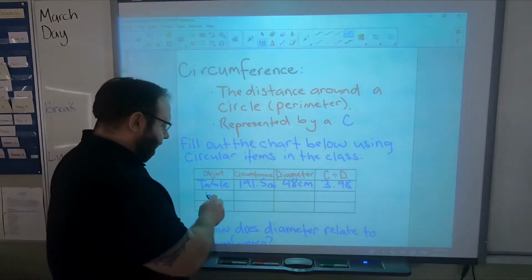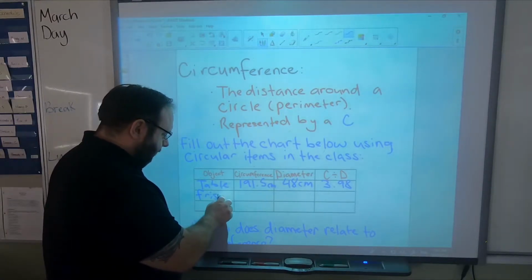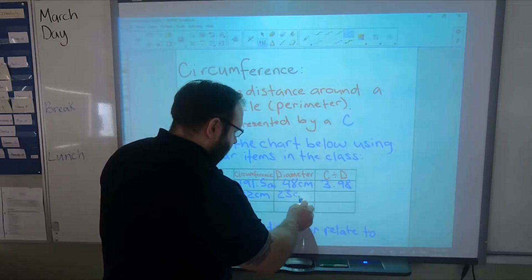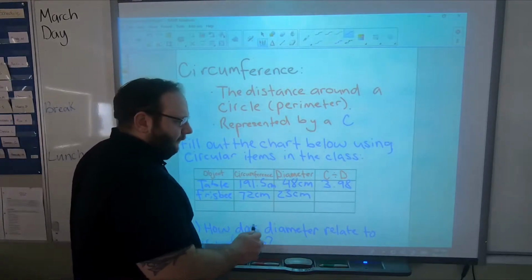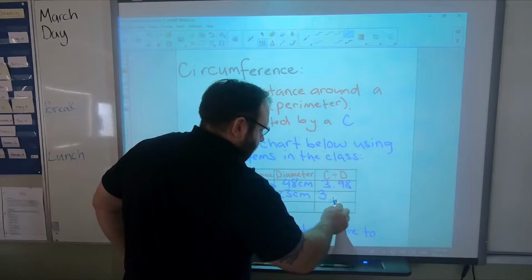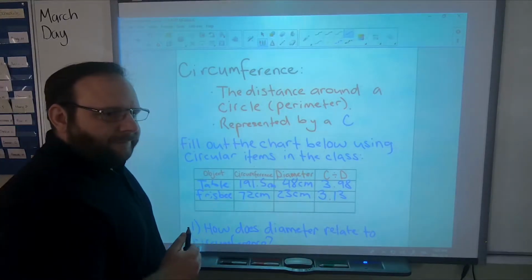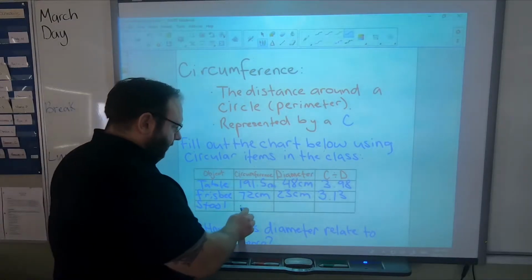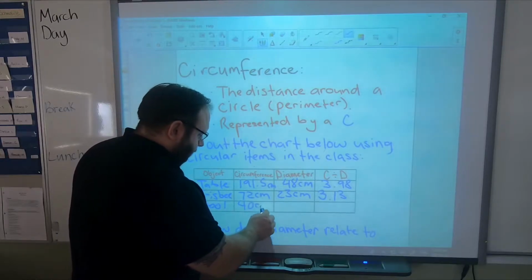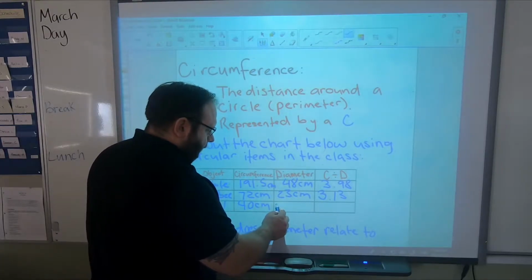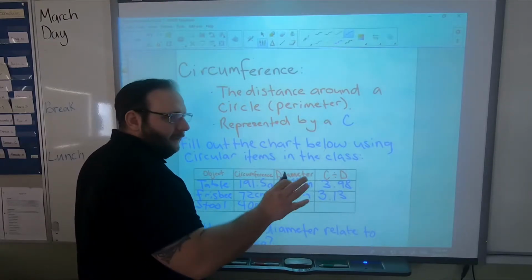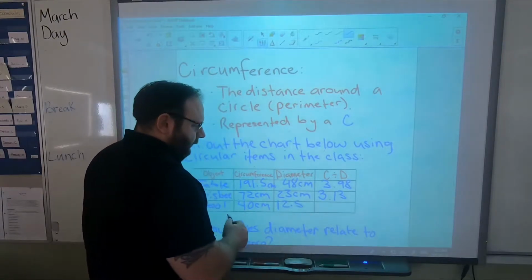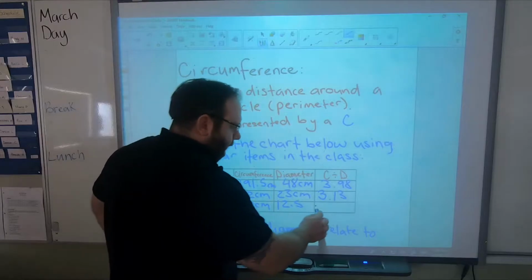Okay. Mateo, what's one that you guys had? We had a frisbee. Frisbee, okay. The circumference was 72 centimeters. The diameter was 23 centimeters. And the circumference divided by the diameter was 3.13. Excellent. One more from you, Sage. We did a stool. The circumference was 40 centimeters. The diameter was, we did it in inches, 12.5. Then divided is 3.